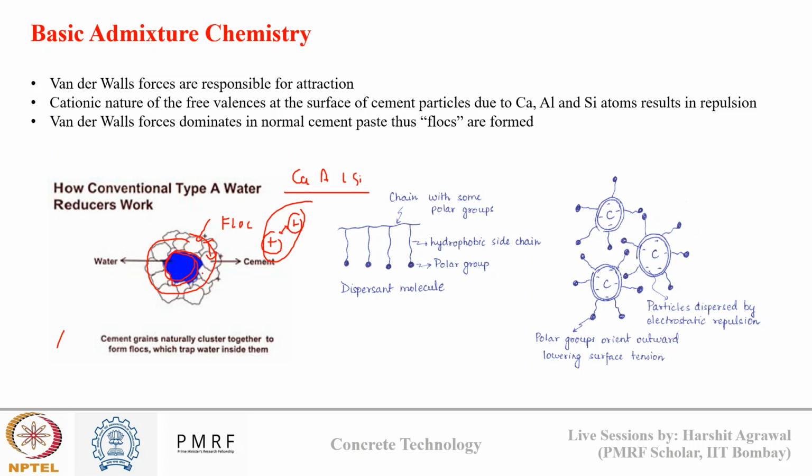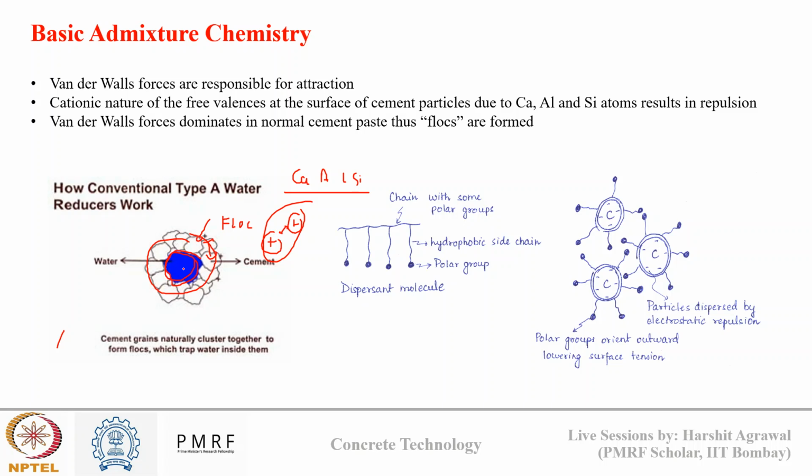Okay, now due to this floc formation, what happens is that water is trapped inside the cement grains. We know hydration is a surface phenomenon, so this entire trapped water is actually a loss for the workability, because hydration will slowly proceed on the surface, and due to this the entire water is not getting consumed effectively.